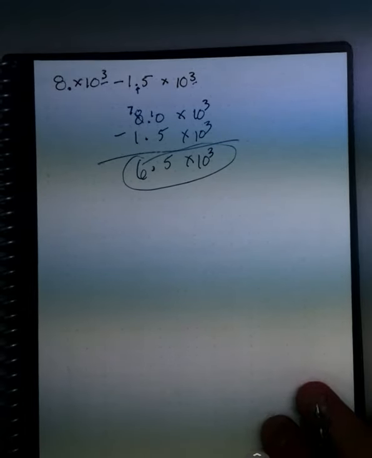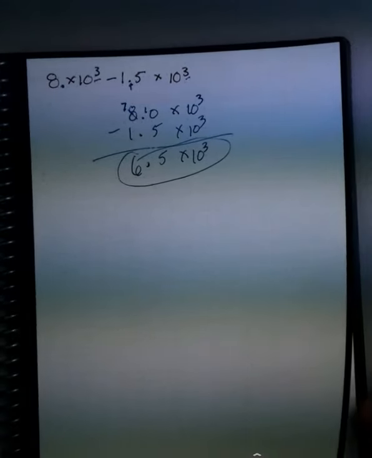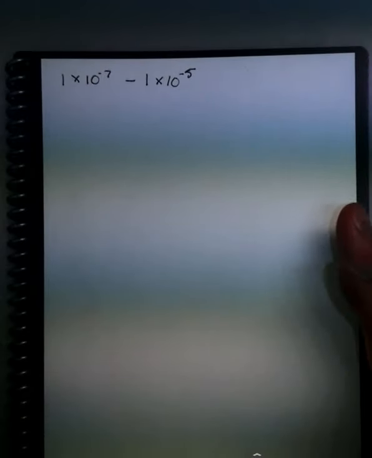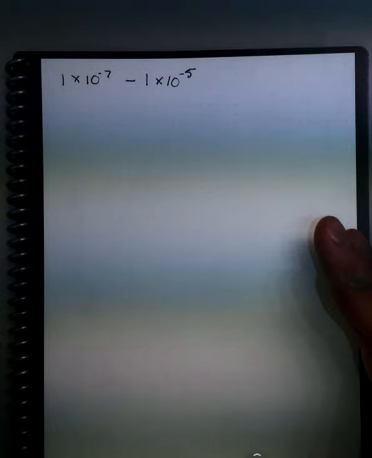For our final example, we're going to look at one where the decimal points will not line up because we have different values. Go ahead, pause the video, take a couple of moments, and solve this on your own.